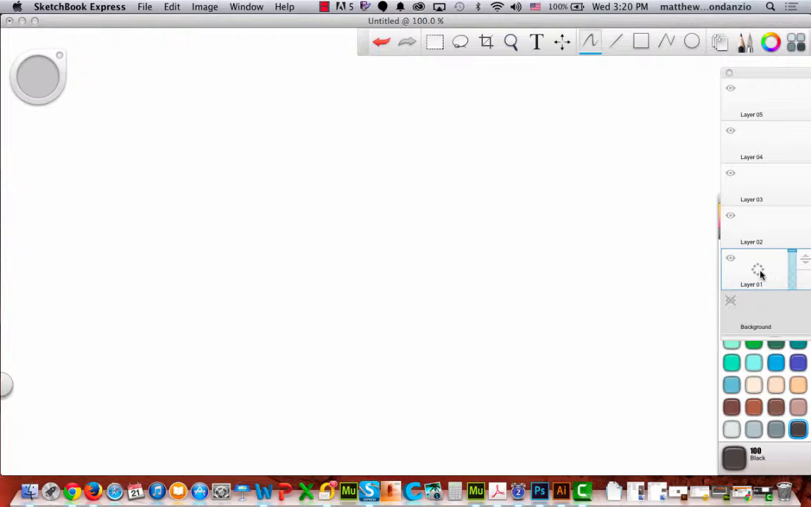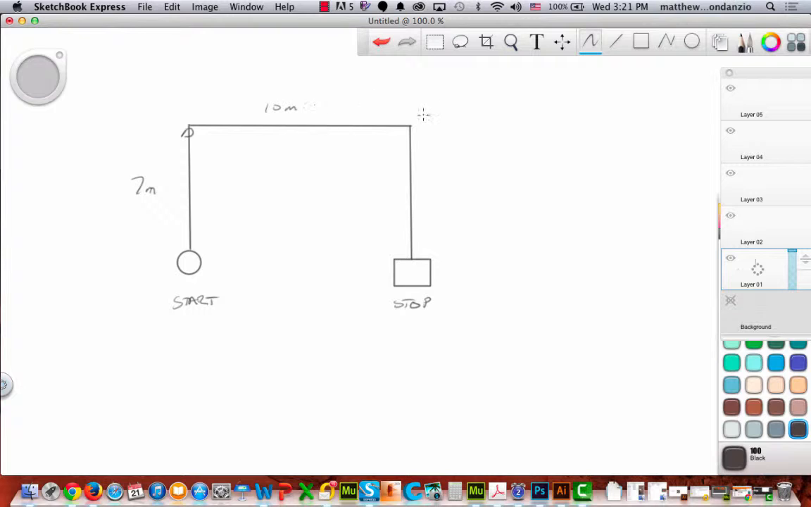So, here's how we use this in practice. I'm going to start here, and I'm going to move forward, move to the right, and move down, and I'm going to end here. So here's my start. Here's my stop. Let's say I move 7 meters north, then 10 meters east, and then another 7 meters south.